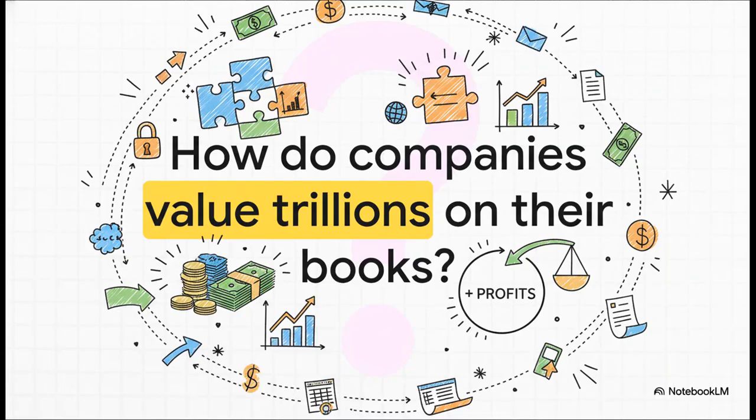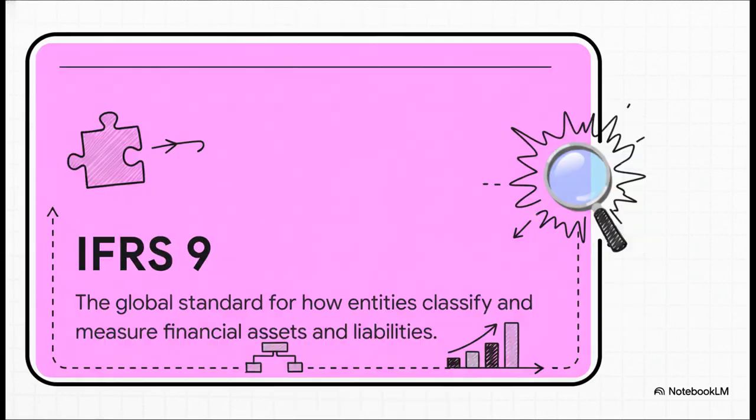A huge global company might own everything from simple bank loans to really complex derivatives. So how do they decide what each one is worth? And how does that number affect the profit they report to you, to me, to all the investors? It's a massive puzzle, and the stakes are enormous. And that's where IFRS 9 comes in.